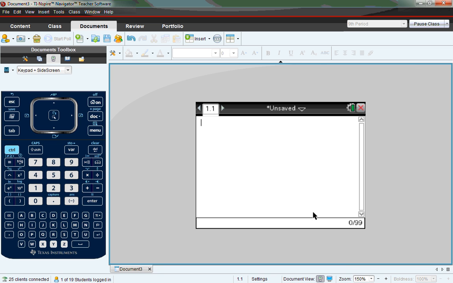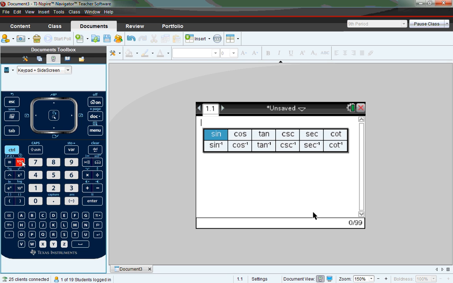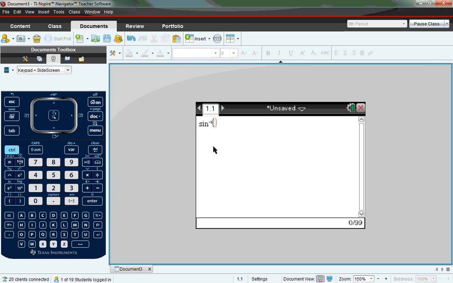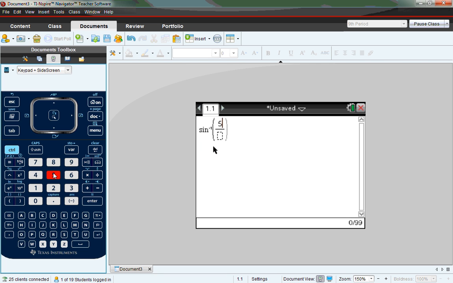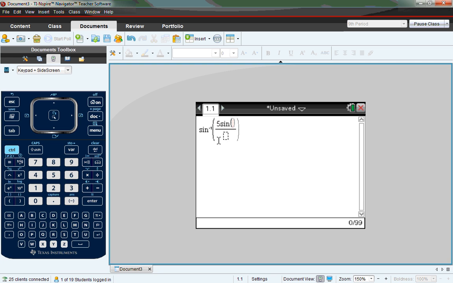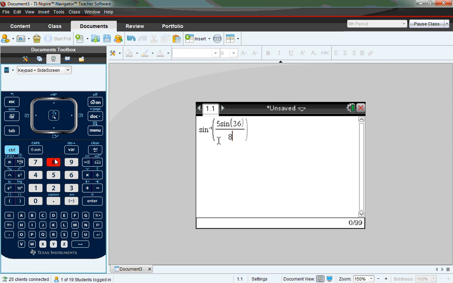At this point, you're going to hit trig, sine inverse, 5 times trig sine of 36, arrow down over 8. Do I need to put the degree symbol with the 36 now? No, because I'm in degree mode already. And hit enter. What is the measurement for angle B? 21.55 degrees.